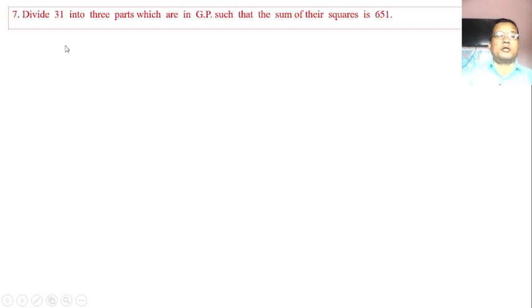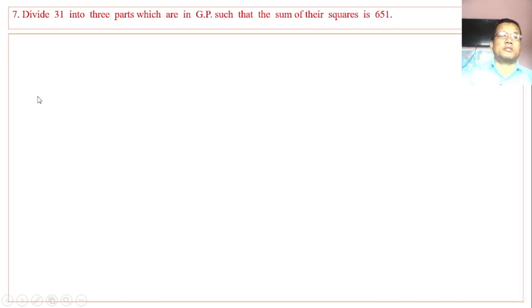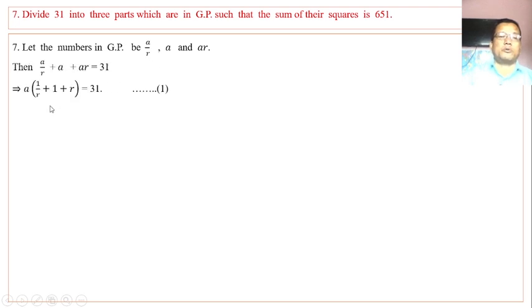Number 7. Divide 31 into 3 parts which are in GP such that the sum of their squares is 651. Let the numbers in GP be a by r, a, ar. Then their sum is 31, so we get this equation 1. The sum of their squares is 651.